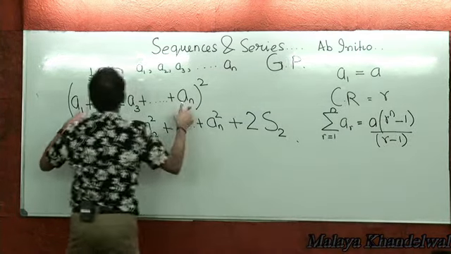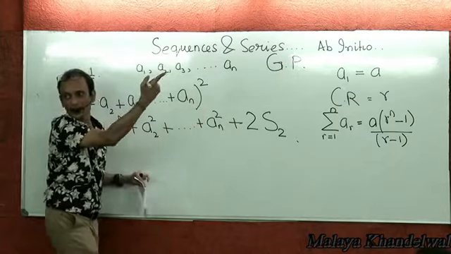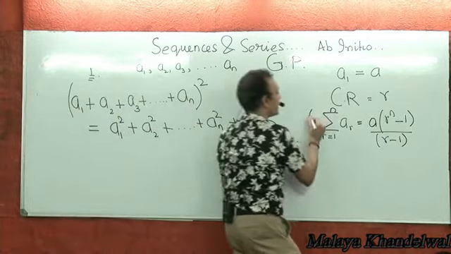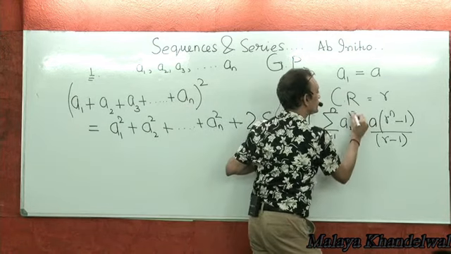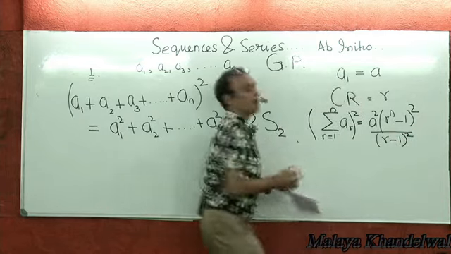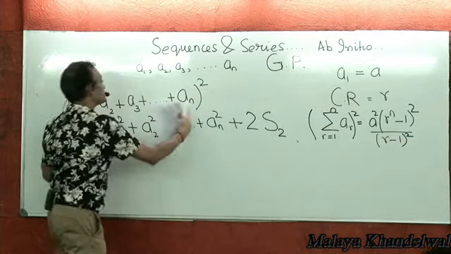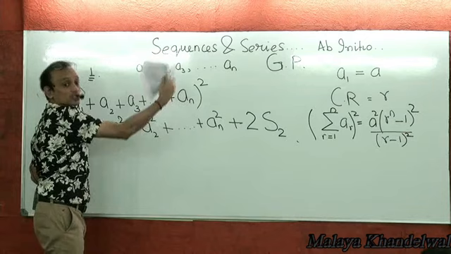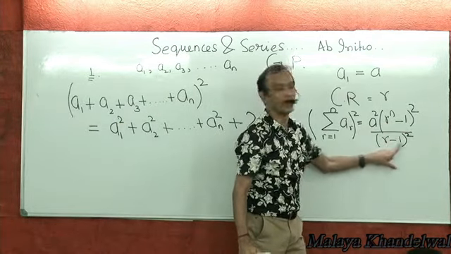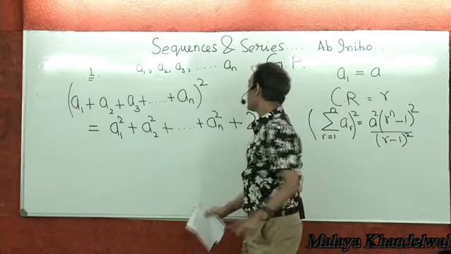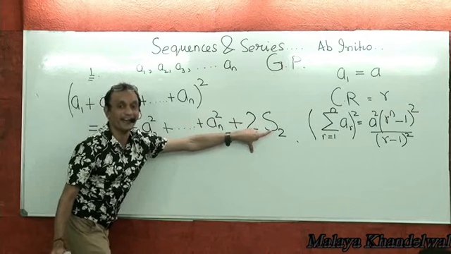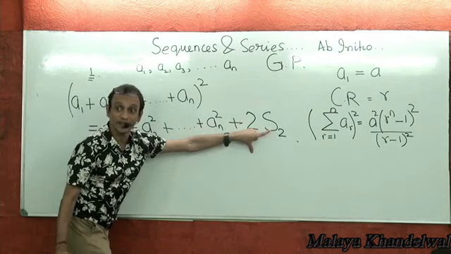But what you have is summation AR whole squared. So summation AR whole squared is going to be A squared into R to the power n minus 1 whole squared by R minus 1 whole squared. Right, so the left hand side is known to be summation AR whole squared. Now if I knew the other part also, then I'll be able to obtain S2.